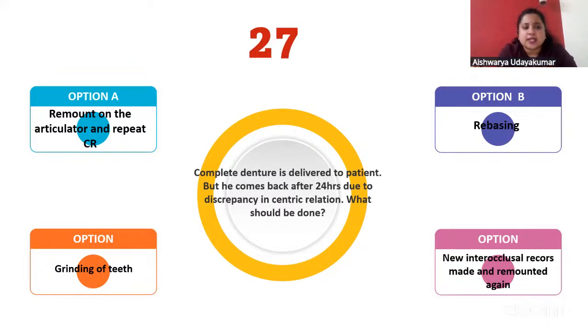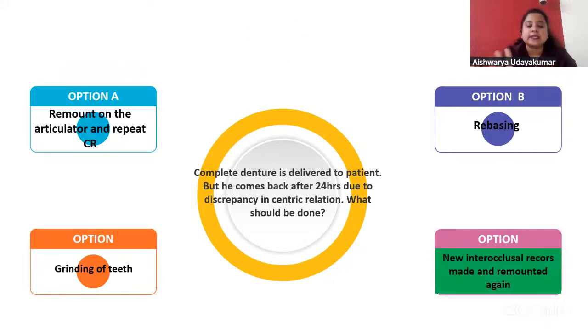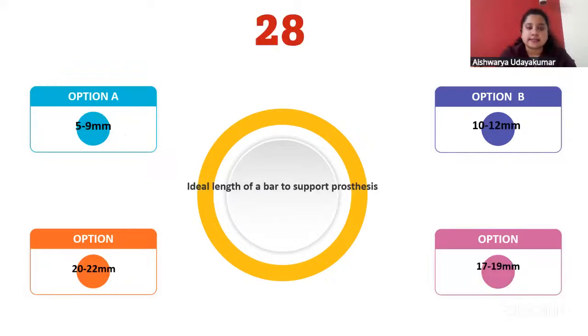But should it be done in an articulator? Just remount it in an articulator and repeat the CR? No, definitely not. What you should do is check the patient's bite. You take a record of the patient's bite, remove the dentures with that bite, and then remount it again and correct. So remounting is there in option A and option B, but option A says on an articulator. Option D is where they are talking about taking a record. So again, D is the answer.